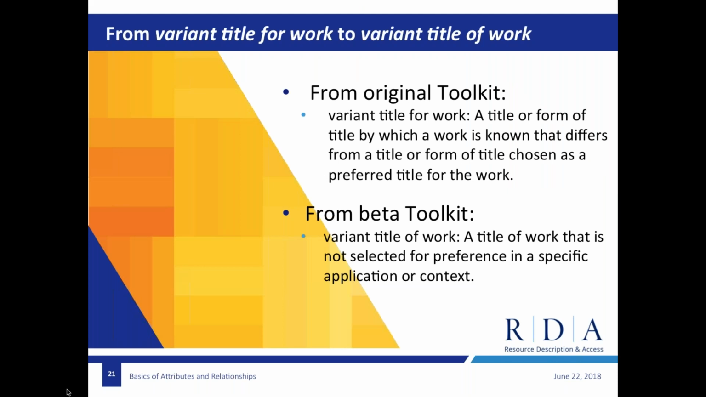So here's another example of one that might not be so obvious that it's a relationship element. Variant title for work in the original toolkit, it's an attribute. It's become variant title of work. Subtle change from "for" to "of". You can see not that much difference in the definition.